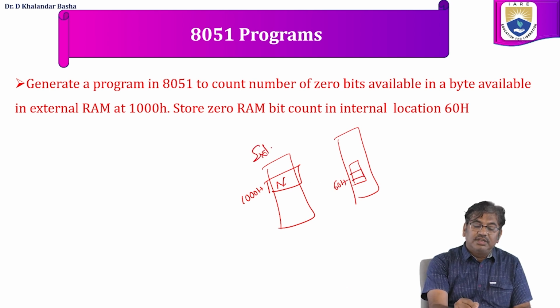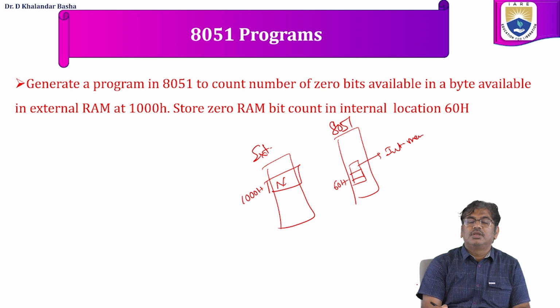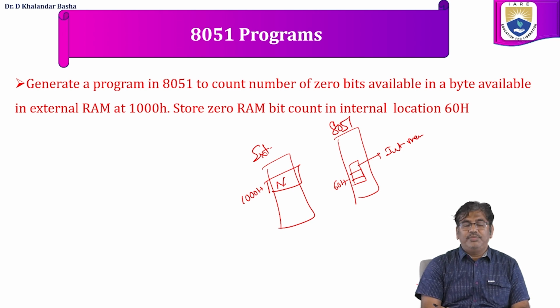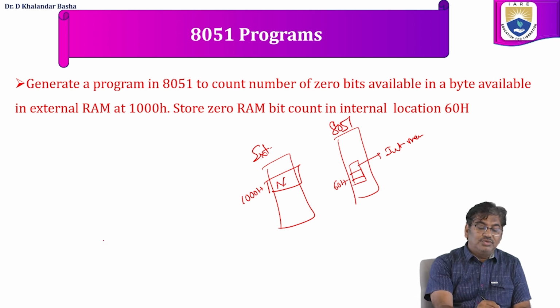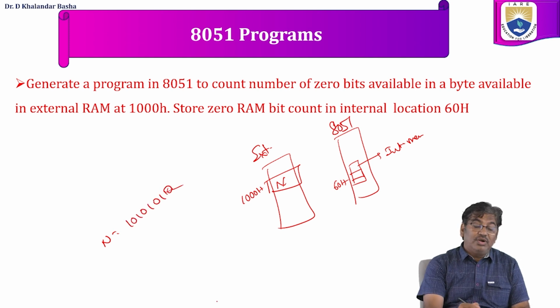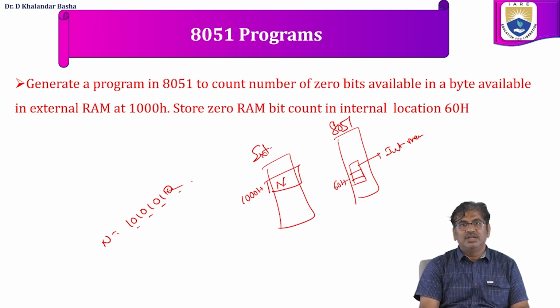So this is external memory. This is 8051, in which we have internal memory. The objective of this program is, given some value n, in this we are going to have some binary format. We want to check how many bits are there with 0.